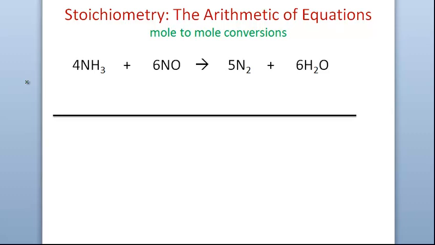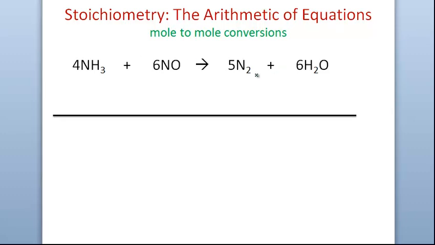All right, so it's the time we've all been waiting for, stoichiometry. And so we're going to go through some of the first examples of working stoichiometry problems. So grab the popcorn. Here we go.